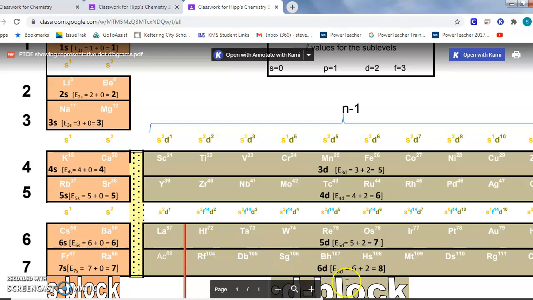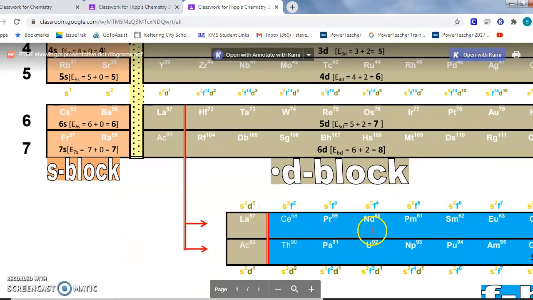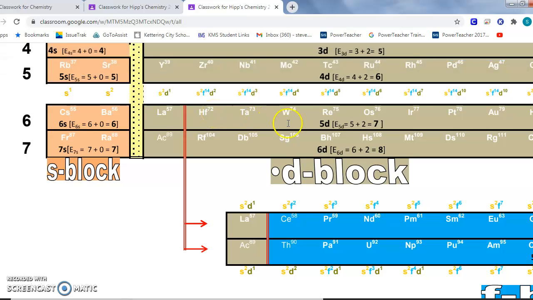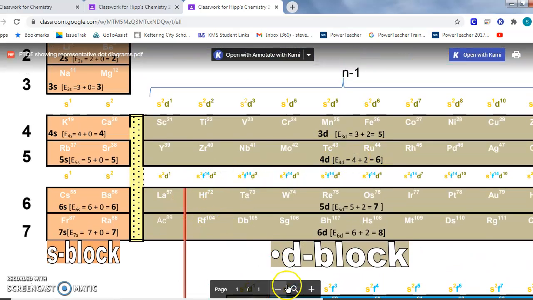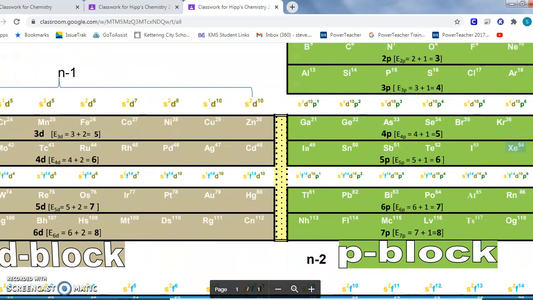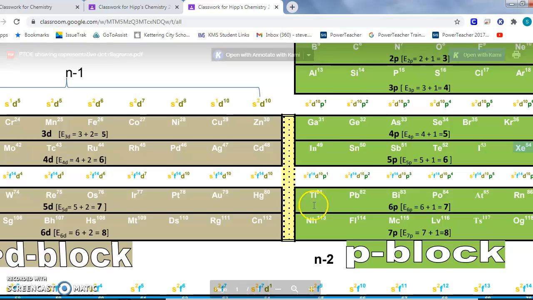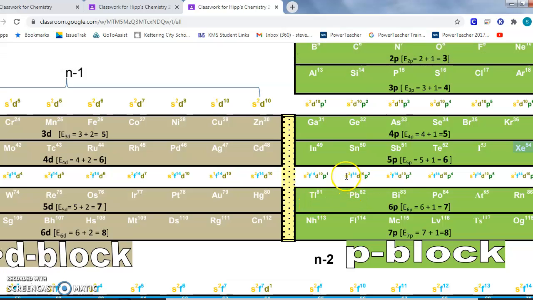Lead put 2 in the 6s, then it dropped down. Lead had the 4f14 filled, right down here. If you just follow the numbers, 56, 57, 58 through 71. Then lead filled the 5d with 10. The 5d is right up here. The 5d was filled. And then the 6p2. It had 2 in the 6p2. 6s2, we look right up here. 6s2, 4f14, 5d10, 6p2.